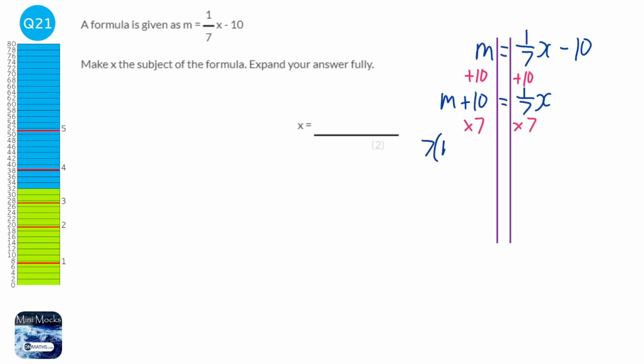So 7 brackets m plus 10 equals x. So x therefore would equal 7 brackets m plus 10, but it says expand your answer fully, so we're just going to expand the brackets, 7m plus 70.